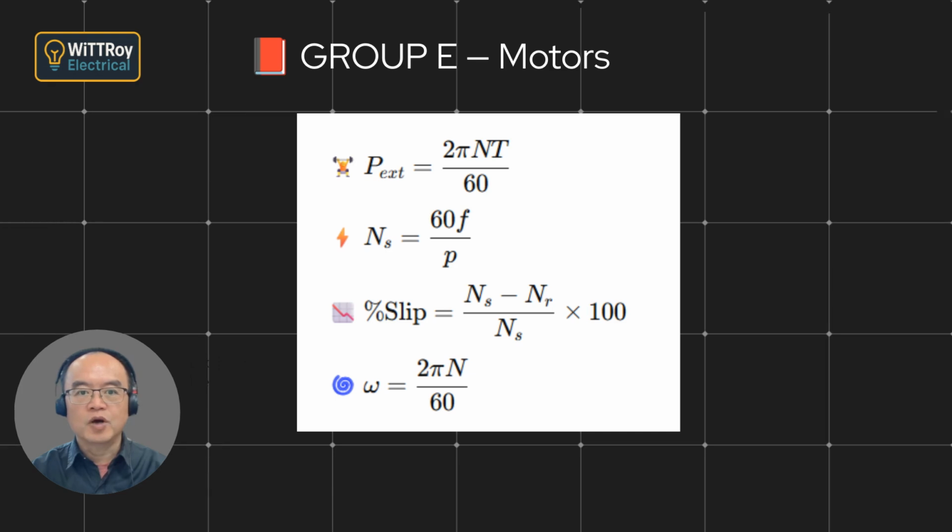Now we go to the last motor formula in Group E. The formula is omega equals 2 pi N divided by 60. This formula calculates angular speed. Omega is in radians per second. N is speed in RPM. Repeat, omega equals 2 pi N over 60.